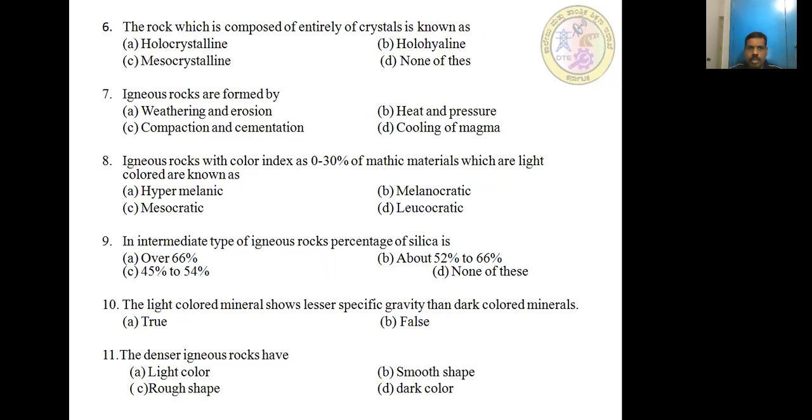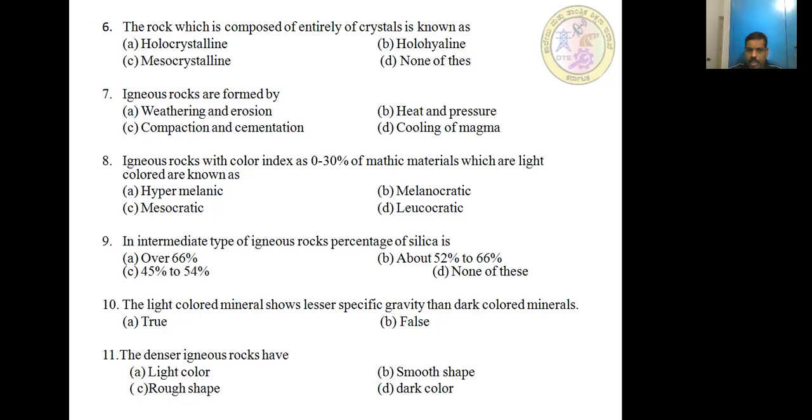Sixth question: the rock which is composed entirely of crystals is known as holocrystalline, holohyaline, mesocrystalline, none of these. Seventh question: igneous rocks are formed by weathering and erosion, heat and pressure, compaction and cementation, cooling of magma. Eighth question: igneous rocks with color index 0 to 30% of mafic materials, which are light colored, are known as hypermelanic, melanocratic, mesocratic and leucocratic.